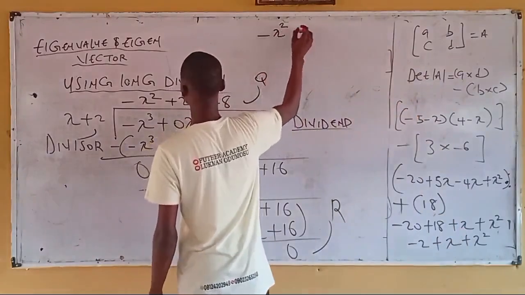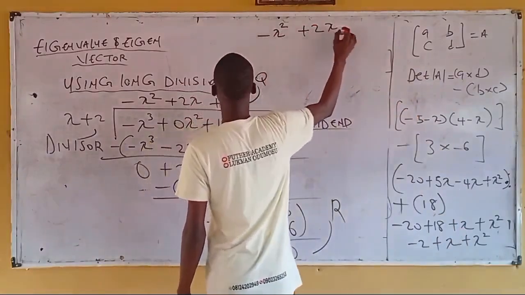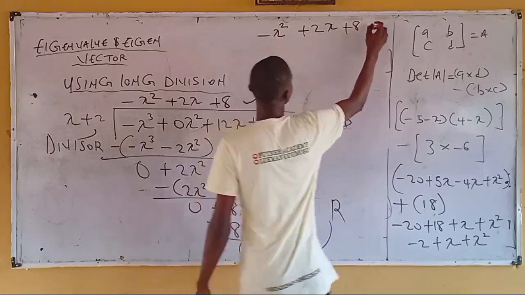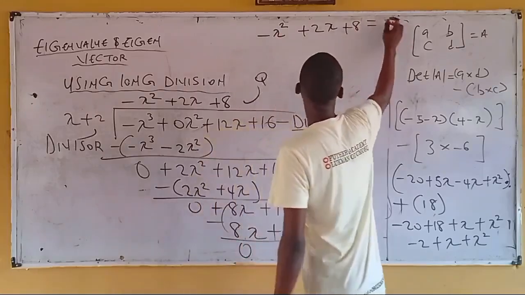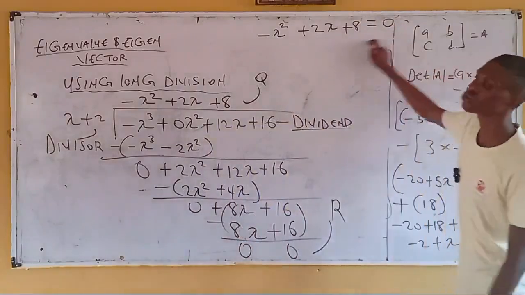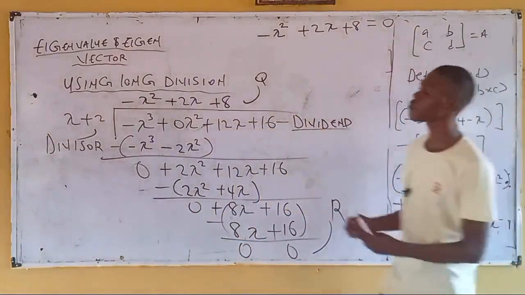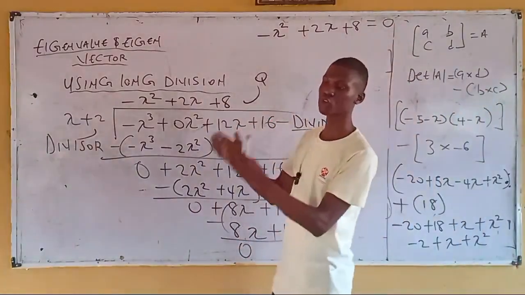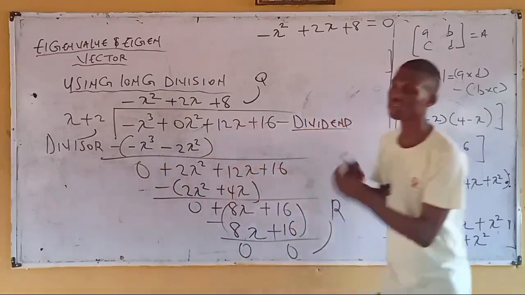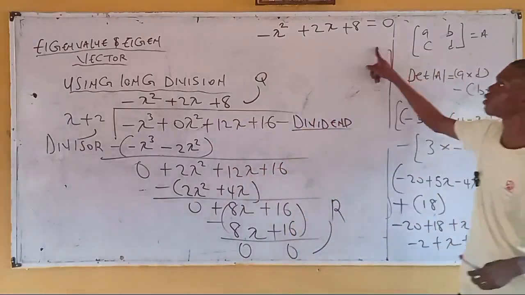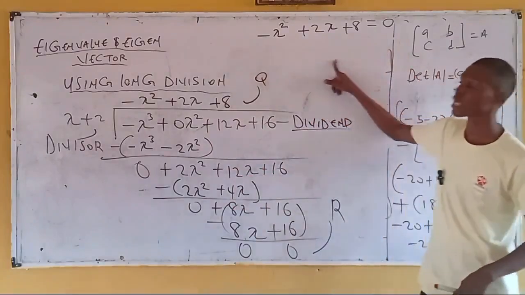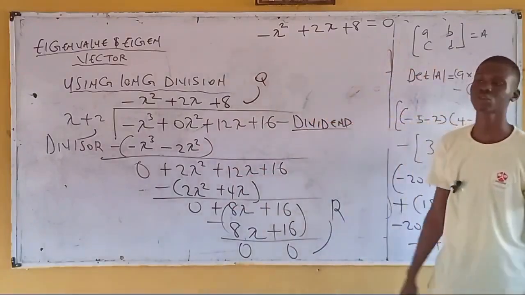And by quotient, what do we have? Negative lambda square plus 2 lambda plus 8 equals to 0. Now let's solve the root of this equation. You can see that from a complex equation, which is polynomial, you reduce it to what? Quadratic. From quadratic now, you'll be able to factorize. By the time you factorize, you get the root of the equation.